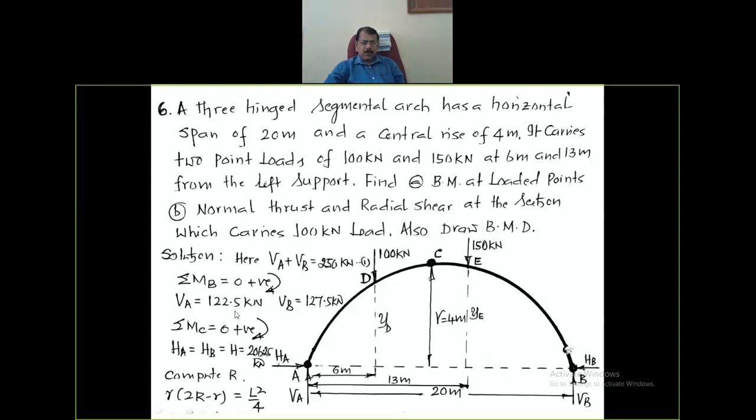VA works out to be 122.5 kilonewton. Similarly, VB works out to be 127.5 kilonewton. In order to calculate the horizontal thrust, again taking moment about the crown hinge, that must be equated to 0. That can be written as sigma MC is equal to 0, treating clockwise moment as positive. Solve for the horizontal thrust, that is HA is equal to HB is equal to H. Simplify, that value works out to be 206.25 kilonewton.